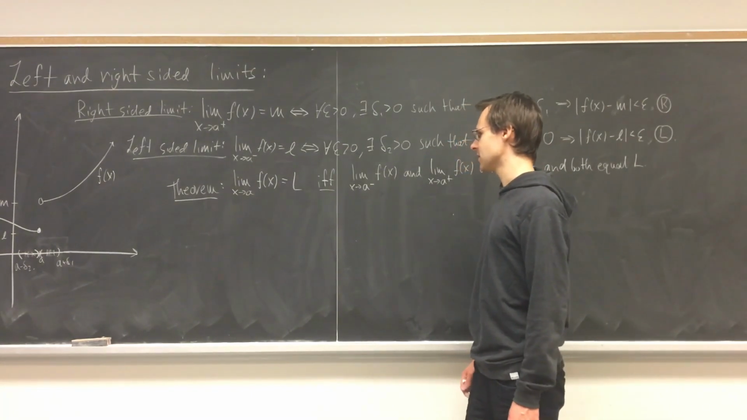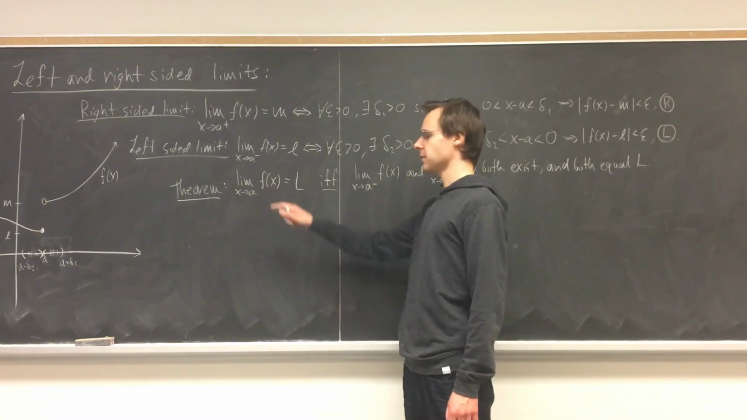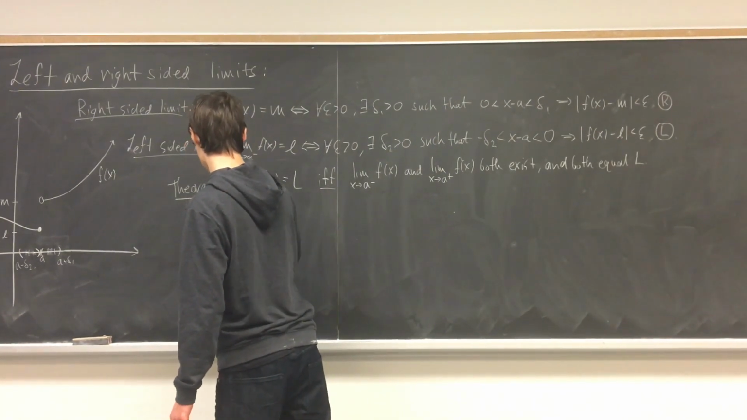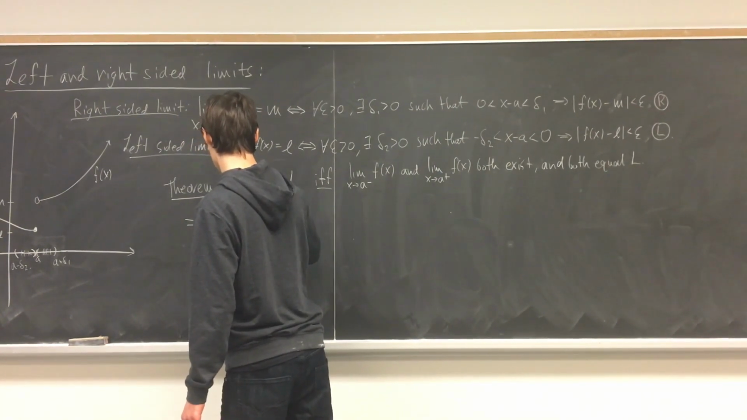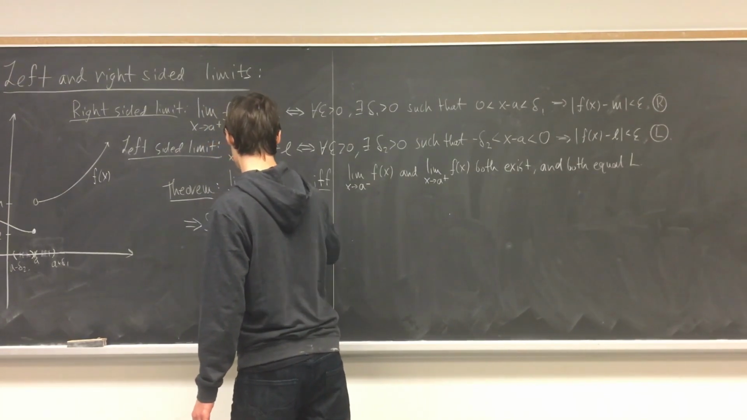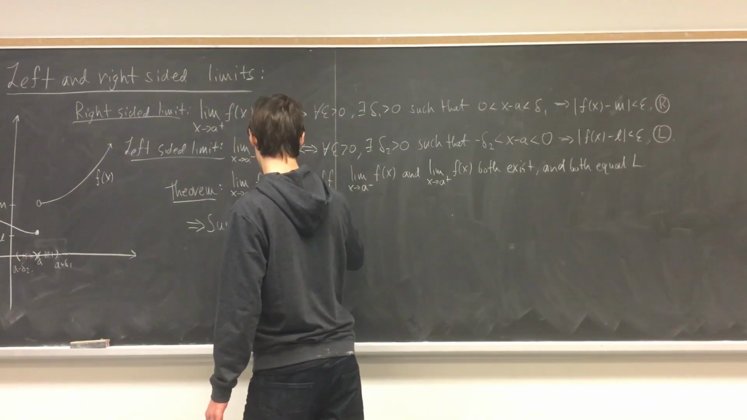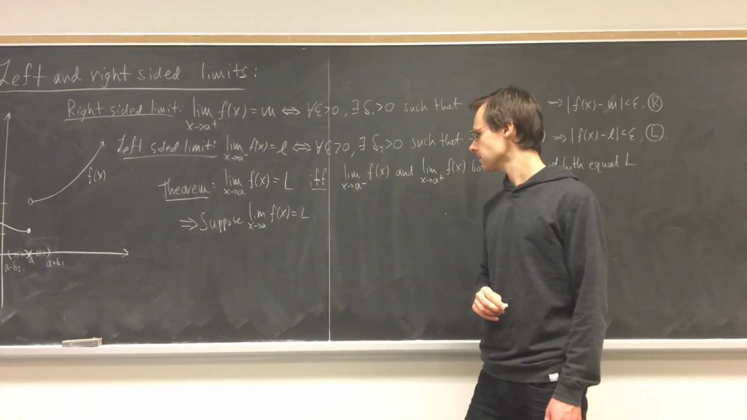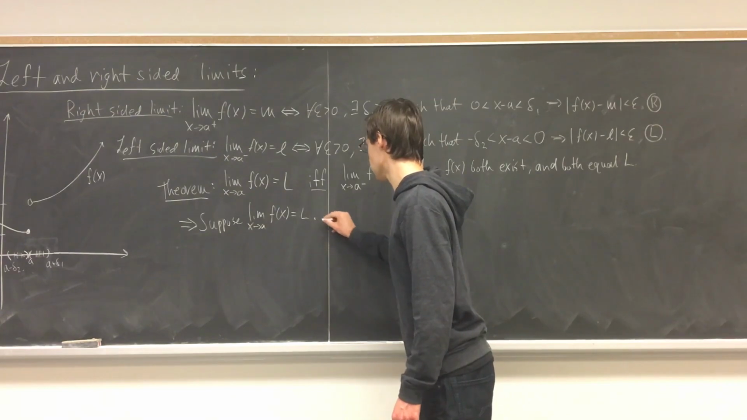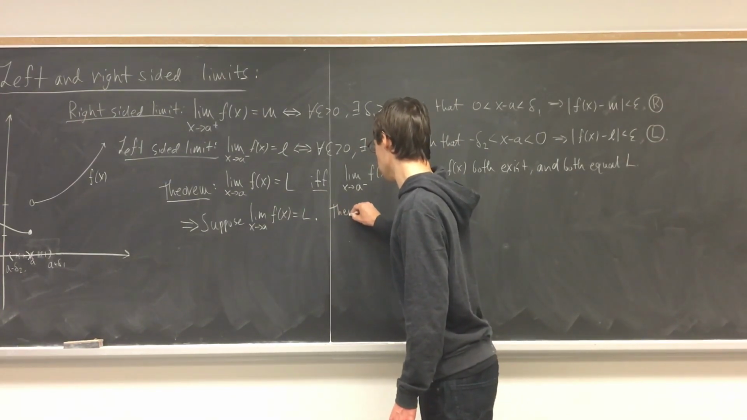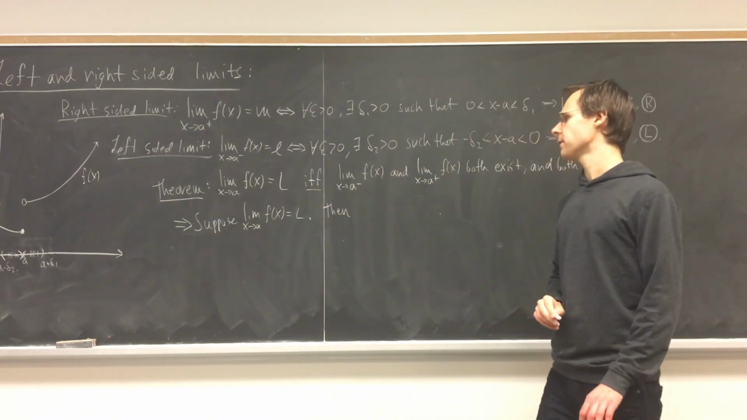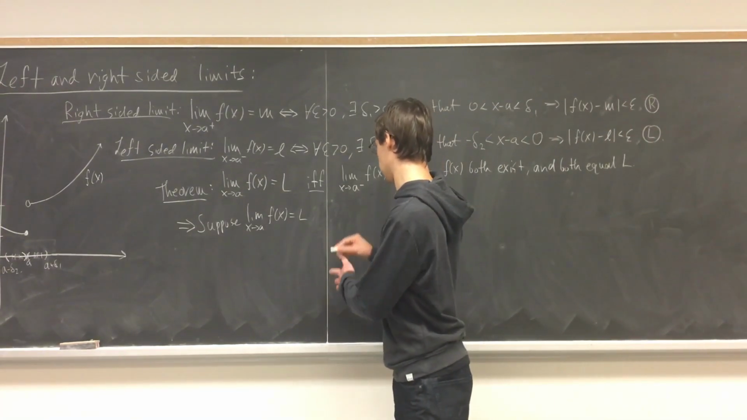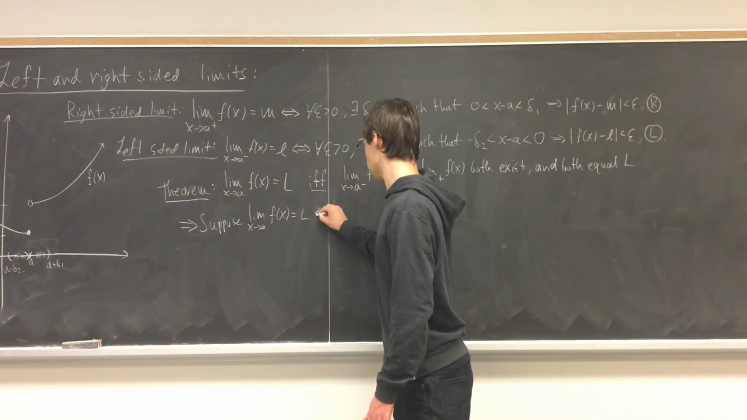So let's first assume that the limit as x approaches a of f of x exists and equals L. Okay? So direction one. Suppose that the limit as x approaches a of f of x exists and equals L. Okay? Then what do we know? Actually, maybe I should put this as a double implication. There we go. Double implication.